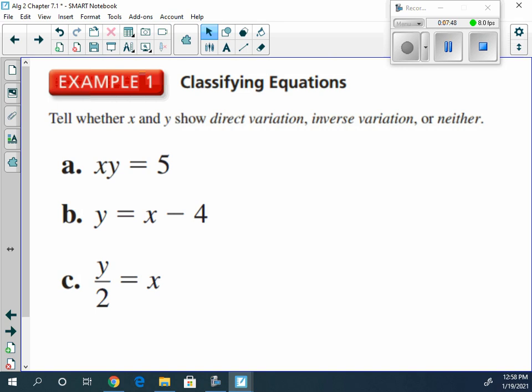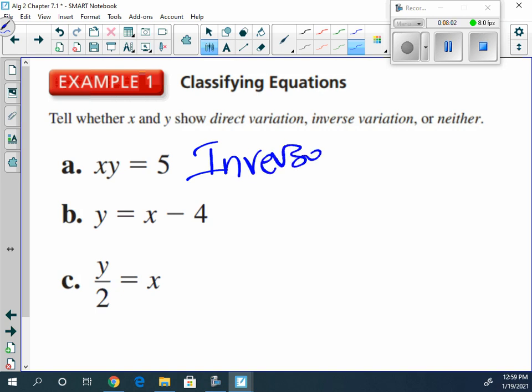Now, if I look at the first one, we have x times y is equal to 5. So would that be direct, inverse, or neither? It'd be inverse, yes? And why would it be inverse? x times y equals a. That's one of our ways that we can have this.